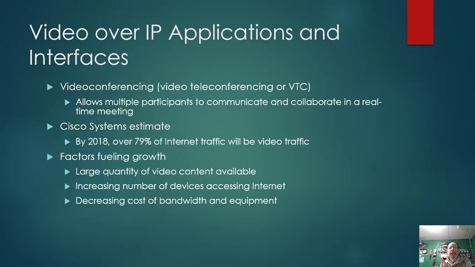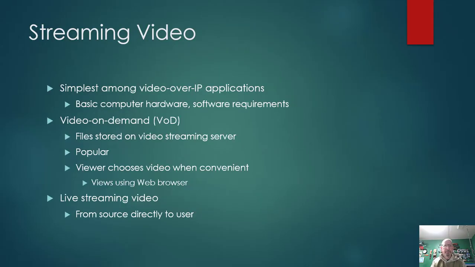Key drivers for it: there's massive amounts of video content out there. There's more and more devices out there capable of streaming. Bandwidth is getting cheaper. That sets the whole stage for understanding why video over IP is so critical in unified communications itself.